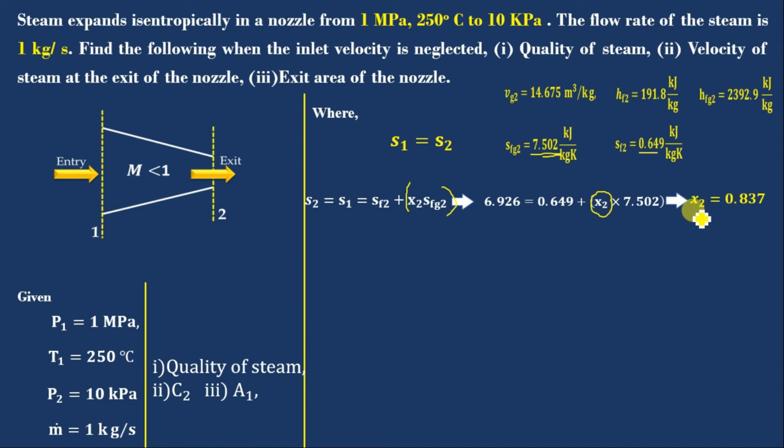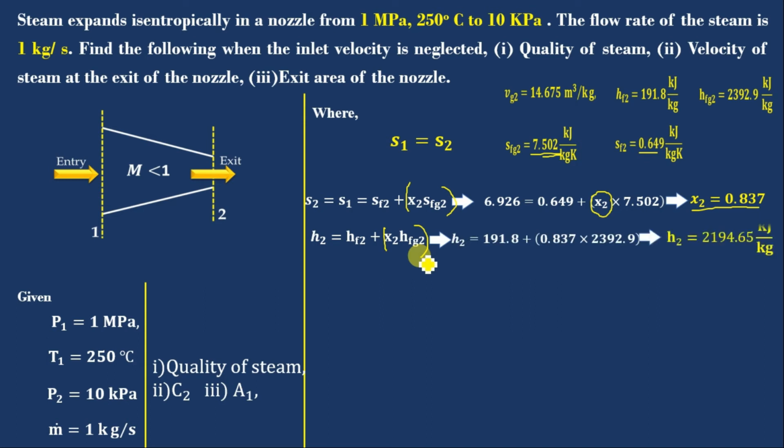Once you know the dryness fraction, that is 0.837, we can find H2. Same formula we use: H2 equals hf2 plus x2 times hfg2. Substitute, and you can find the H2 value at state 2: 2194.65 kilojoule per kg. If you know H1 and H2, you can find the exit velocity, because the quality of steam is over. Now we need to find the velocity of steam at the exit.